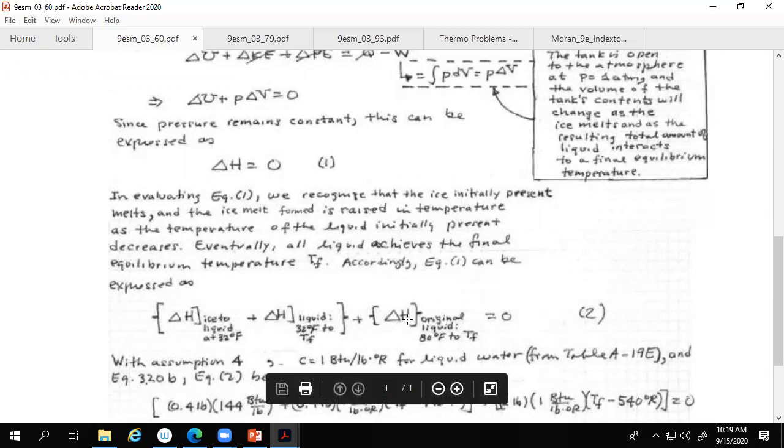And then plus, you've got the original water, the 2 pounds of water that was at 80, and it's going to wind up at T sub F. It's going to cool down a little bit because energy is going to have to come out of it in order to melt the ice. And then it all comes to equilibrium together.